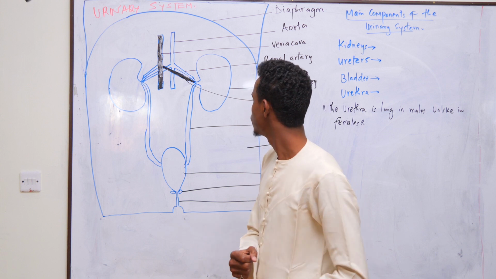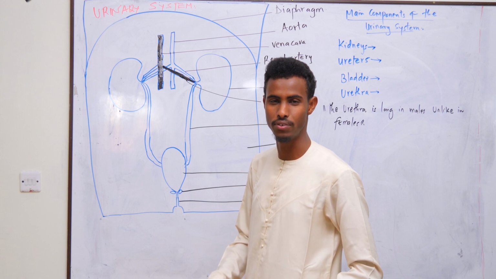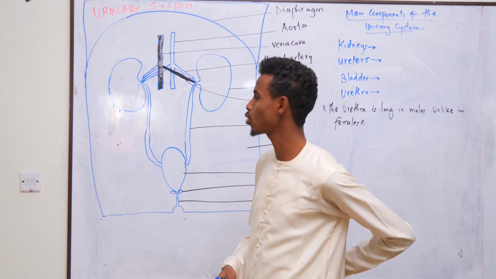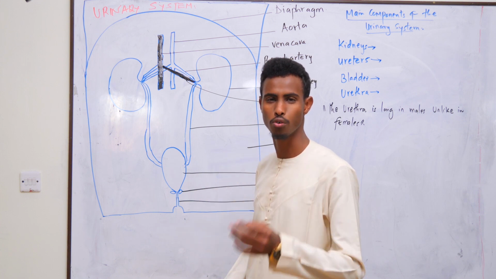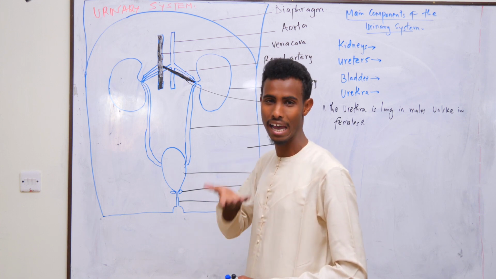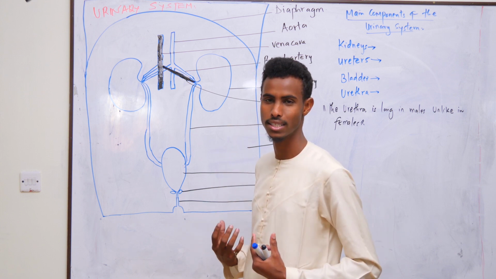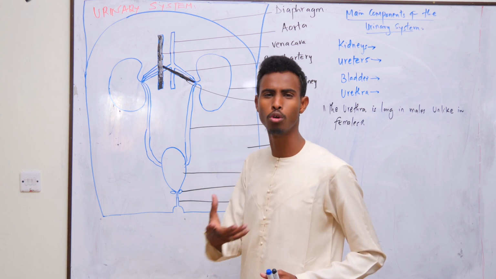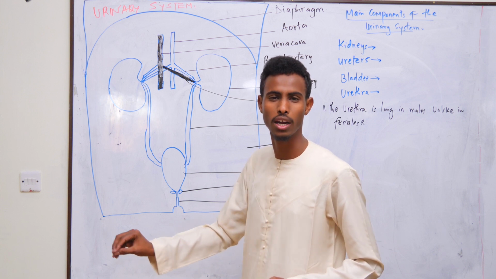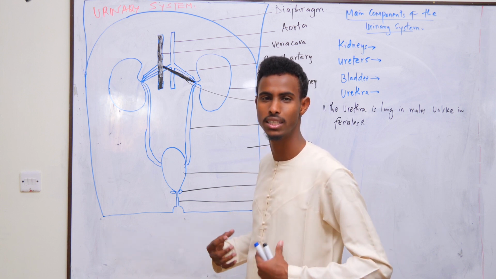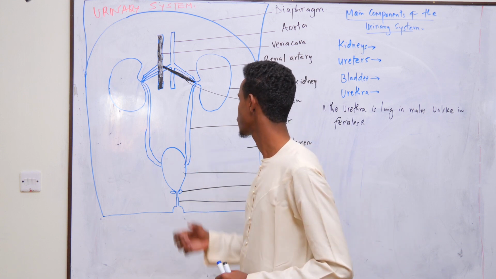Basically, we have two main cavities. We have the ventral cavity, as well as the dorsal cavity. The ventral cavity is composed of two parts. We have the thoracic cavity, which houses the heart and the two lungs. We also have the abdominopelvic cavity, a combination of the abdominal cavity and the pelvic cavity, that houses the reproductive as well as the digestive organs.